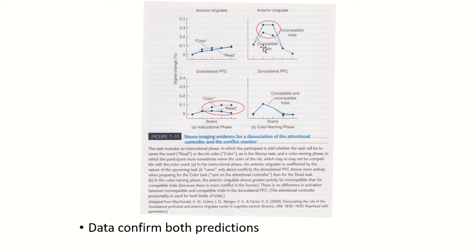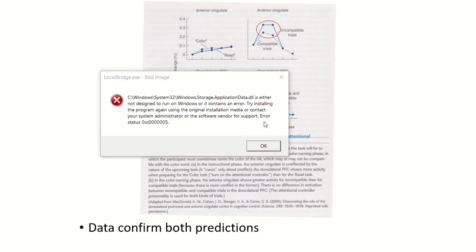So meaning you see the word green spelled out, but the ink color is red. So you need to say red. In that case, the anterior cingulate is more activated than when you're reading the word red that is also printed in red. Those would be the compatible trials. Meanwhile, activation in the dorsolateral prefrontal cortex at that point, once you're actually looking at the word, is no different.